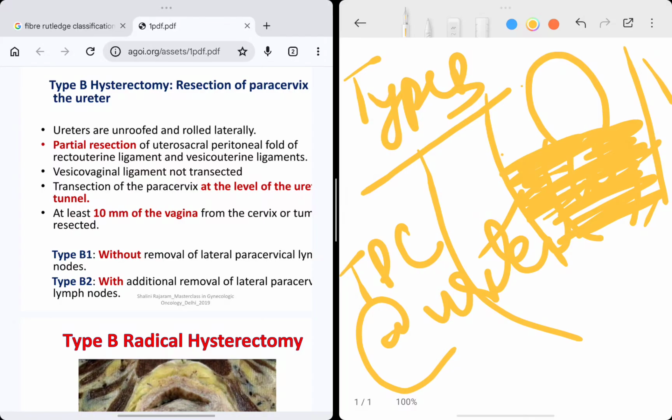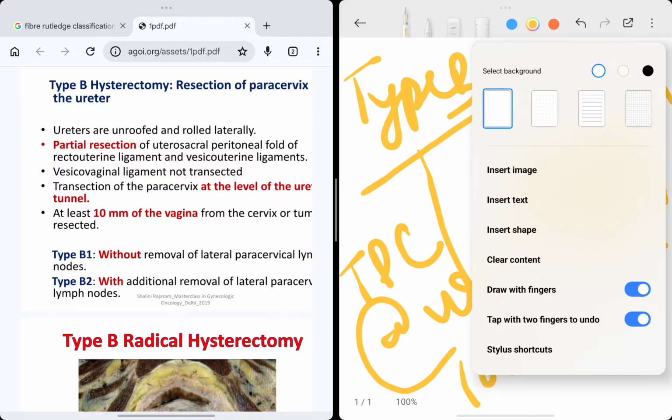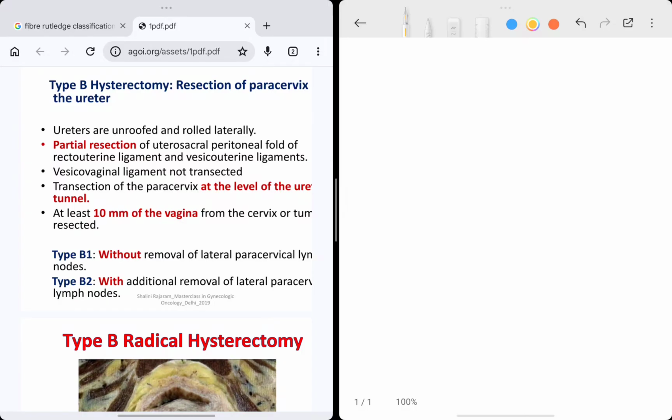Paracervix is transected at the level of the ureteral tunnel. Partial resection of the uterosacral and the vesico-uterine ligaments is also done, cut in the mid. There is no resection of the caudal neural component of the paracervix, and in the previous condition there is minimum resection of the vagina, but in type B hysterectomy the vaginal resection is at least 10 mm. So here we have to excise the vaginal part also, but the resection is just 10 mm. And there is unroofing and unrolling of the ureter also.